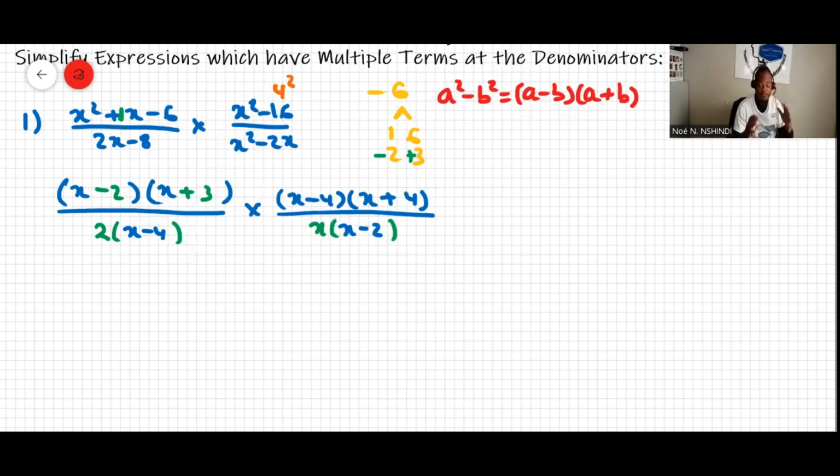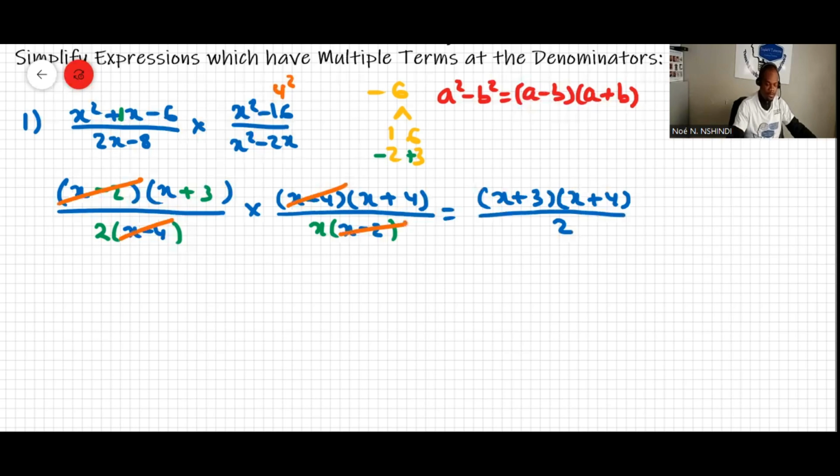Now, when we multiply fractions, we don't need to find the lowest common multiple, or try to write everything with a common denominator. We don't do that. We just multiply them and simplify across. Now, you notice that we have x minus 4 and x minus 4 we can simplify, and then x minus 2 and x minus 2 we can simplify also. Then we are left with x plus 3 multiplied by x plus 4 all over 2.